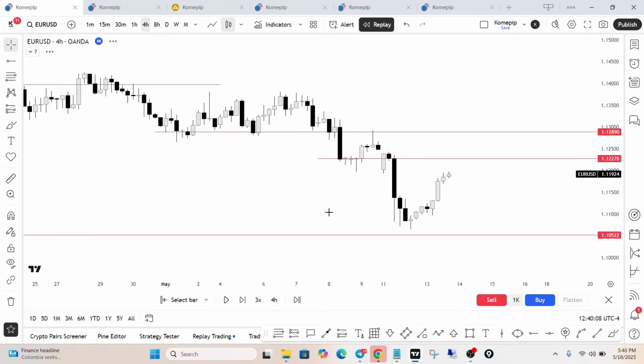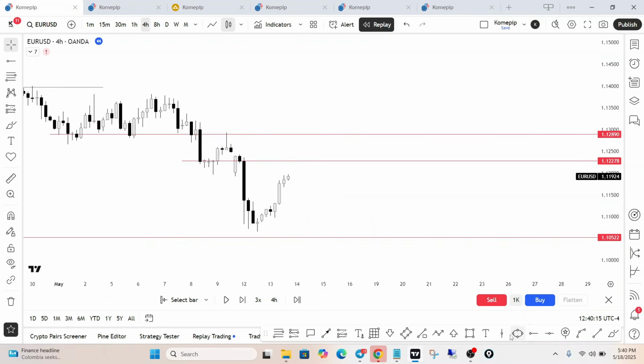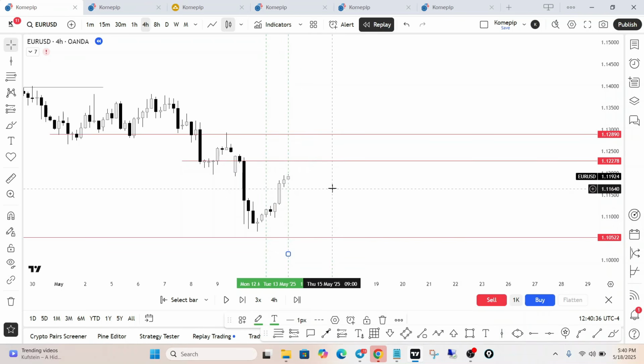I think that was on Tuesday. So probably we need to mark Monday, Tuesday, so that we understand them as we move on. So this is Tuesday. This is, of course, the Tuesday price action. This is Wednesday, right? Can we see that?